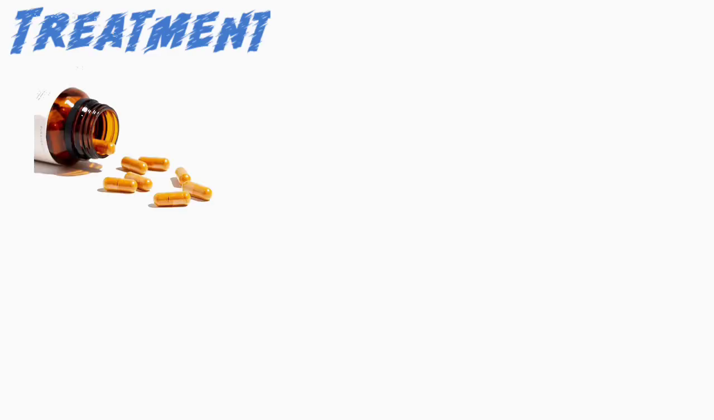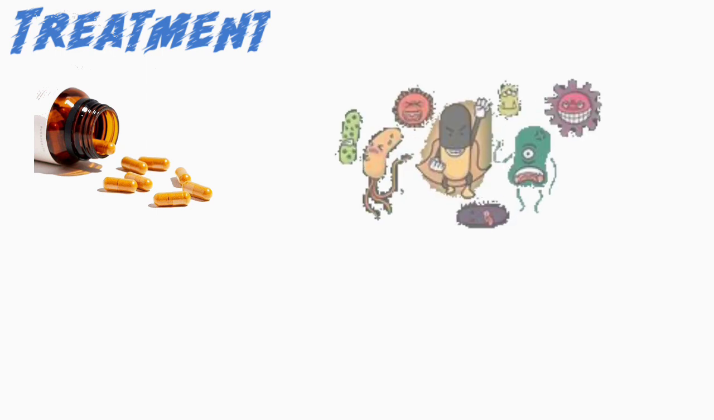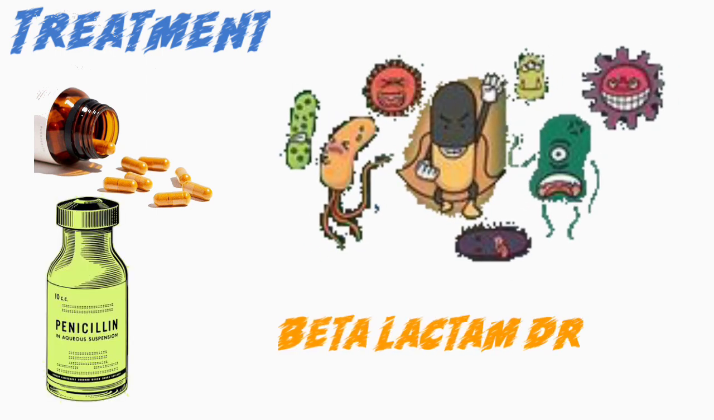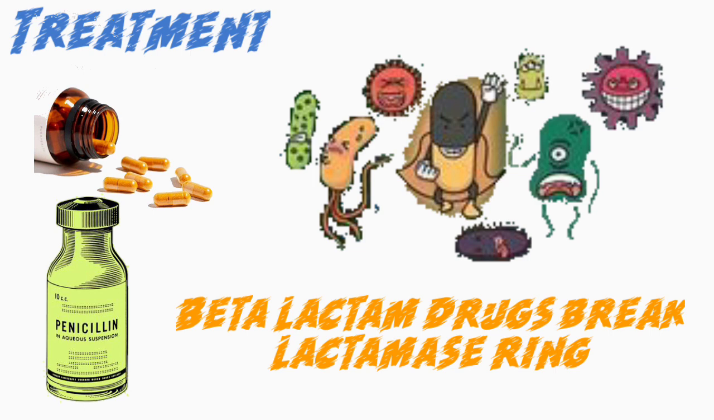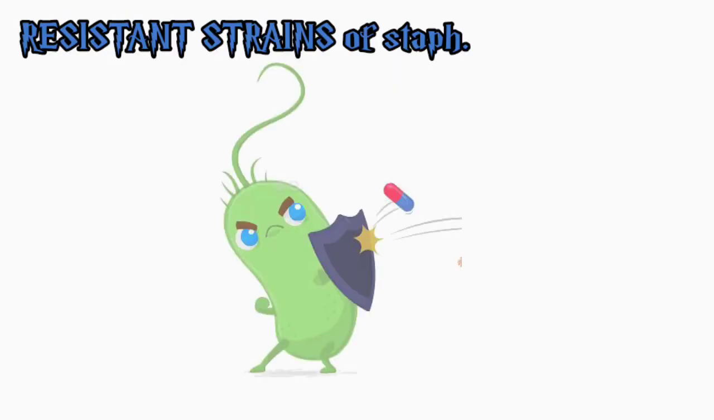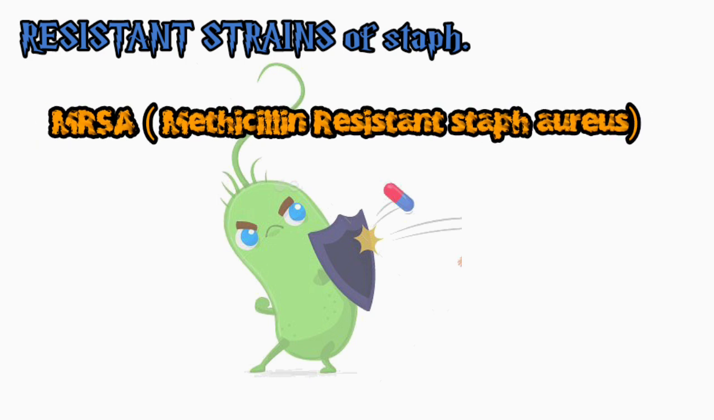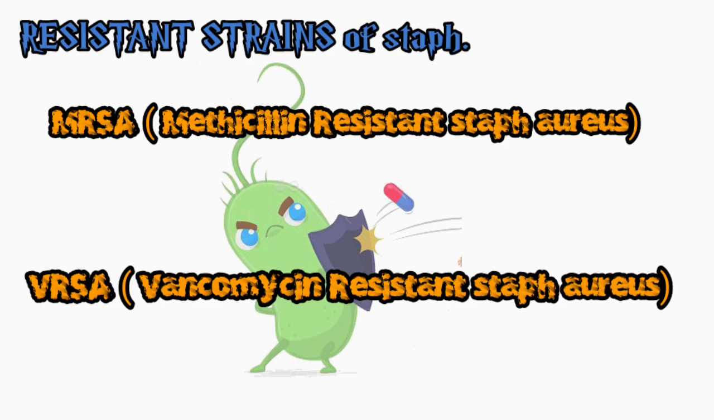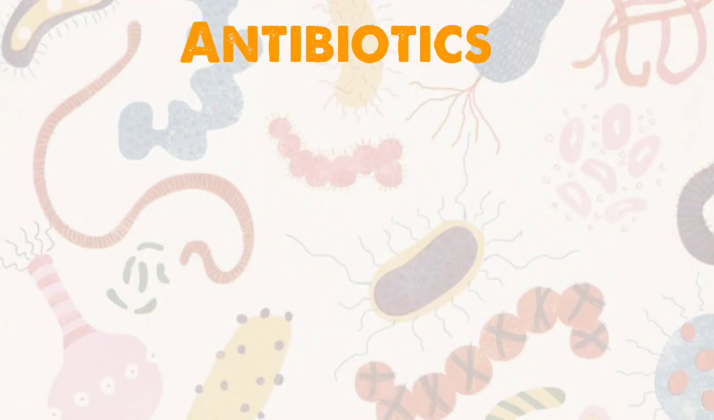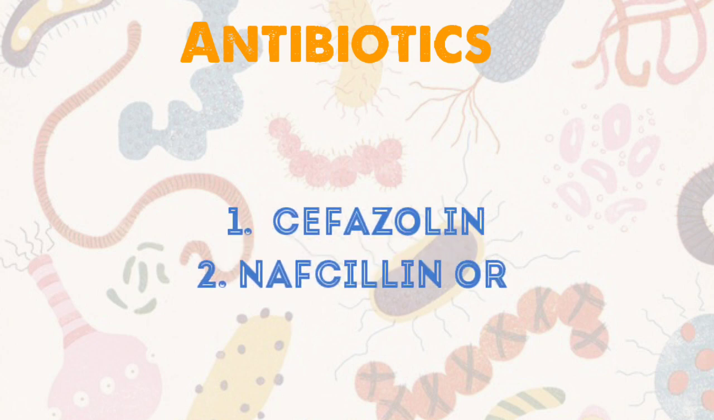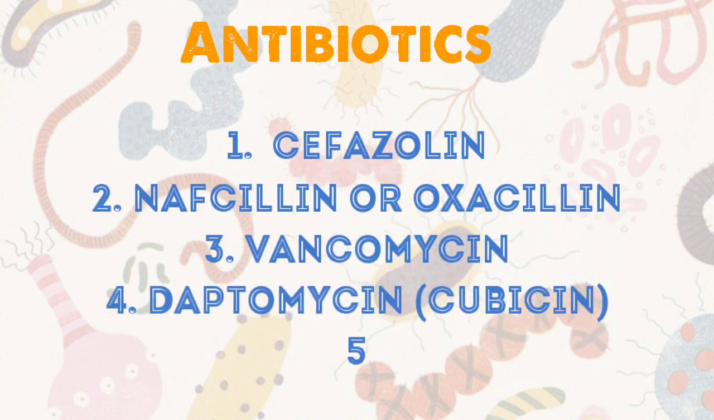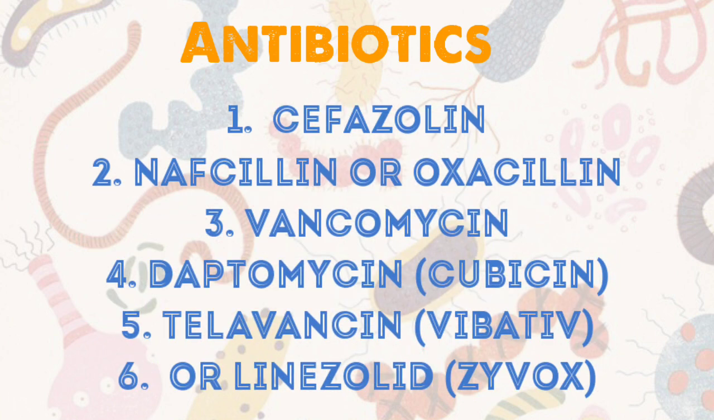Treatment includes antibiotics, which can easily be overcome by Staph aureus. Penicillins are beta-lactam drugs that break the beta-lactam ring, which leads to bacterial death. There are two resistant strains of Staph: MRSA, methicillin-resistant Staph aureus, and VRSA, vancomycin-resistant Staph aureus. Antibiotics commonly prescribed to treat staph infections include certain cephalosporins, such as cefazolin, nafcillin or oxacillin, vancomycin, daptomycin (Cubicin), telavancin (Vibativ), or linezolid (Zyvox).